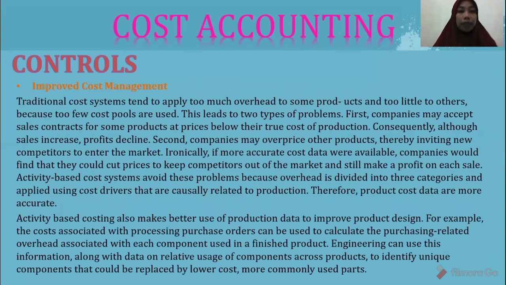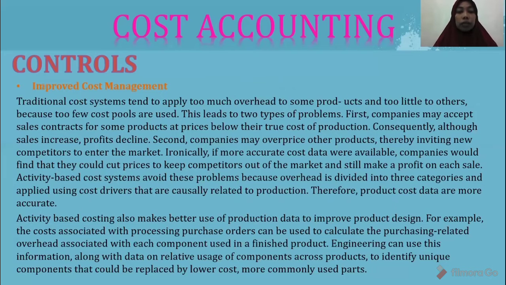Improve cost management. Traditional cost systems tend to apply too much overhead to some products and too little to others because too few cost pools are used. This leads to two types of problems. First, companies may accept sales contracts for some products at prices below their true cost of production. Second, companies may overprice other products, thereby inviting new competitors to enter the market.